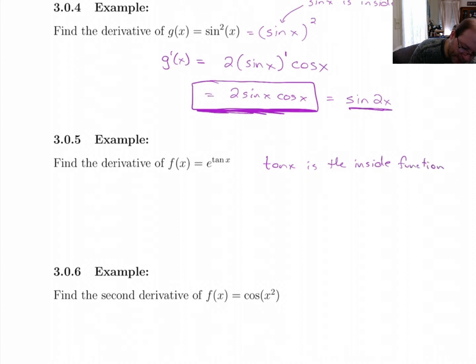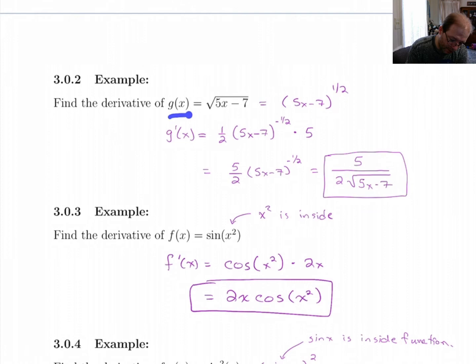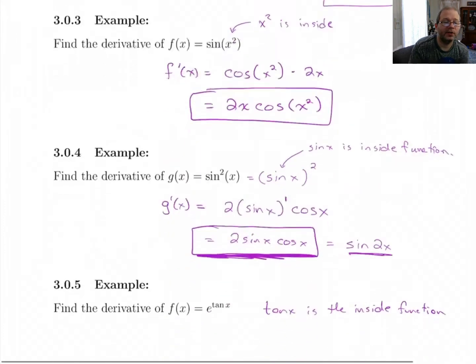If you have trouble figuring out what the inside function is, look at it and figure out what you would have to do first if you were plugging in a value. Like up here, if we were plugging in a value, the first thing we would do is the sine of x and then square it. So sine would be the inside function. Ditto up here. If you were trying to plug in a value for x, you'd have to do 5x minus 7 and then take the square root. So 5x minus 7 is the inside function.